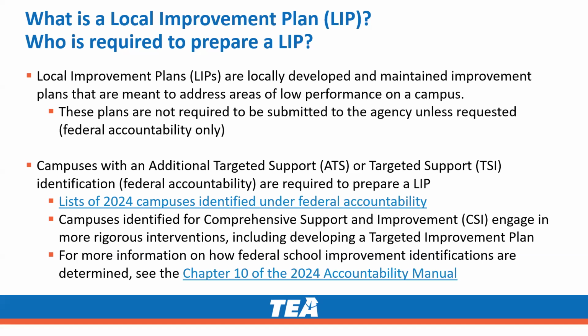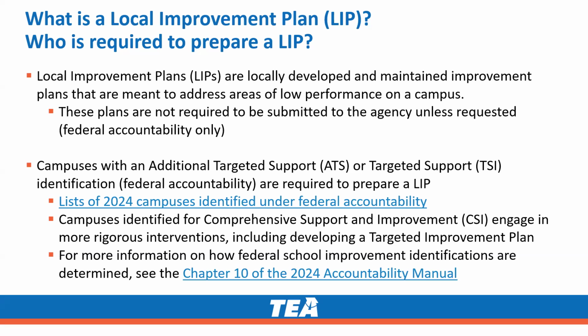So who's required to prepare these plans? Campuses that received an additional targeted support or targeted support identification under federal accountability are required to develop and maintain this local improvement plan. There is a PDF of these slides on our website where you can access that list of 2024 campuses that are identified under federal accountability. And you should have also received an email from members of our team in the Division of School Improvement notifying you of these campuses.